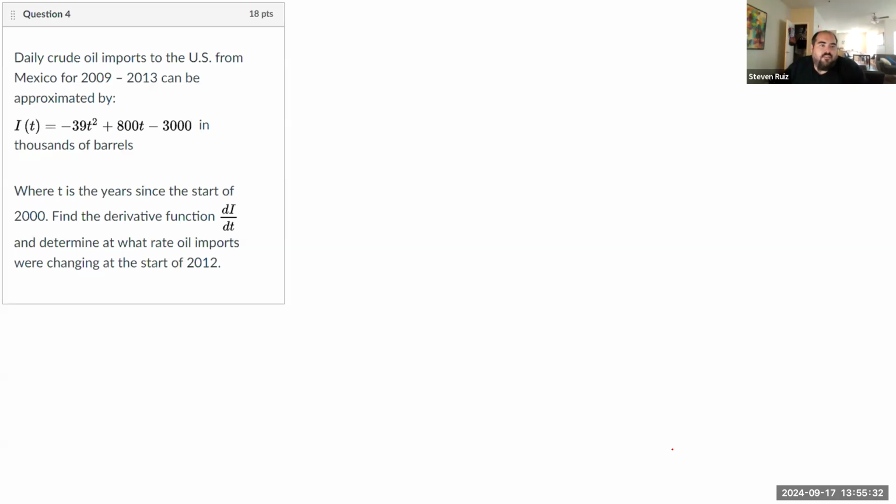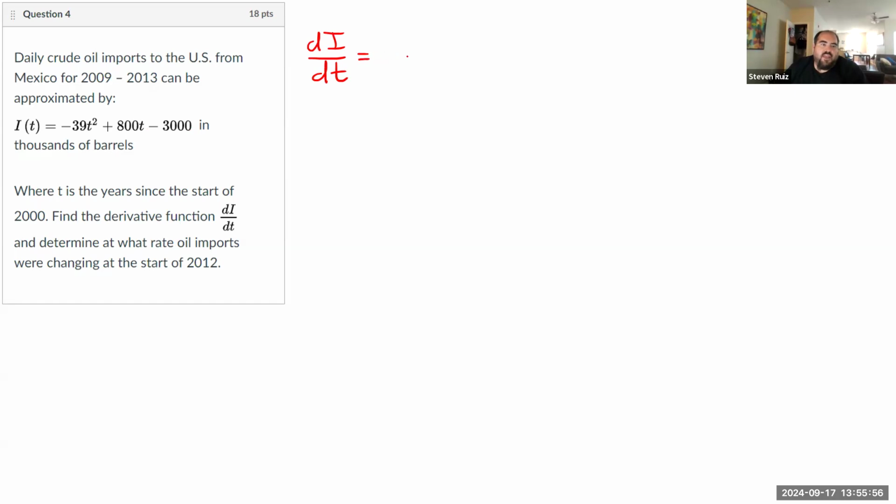All right, so this function gives basically oil imports from the US to Mexico over this 4-year span. So first thing I want to do is this, find DIDT. So how do I find DIDT? I'm not told to use the limit definition. We have a polynomial, we can go straight to use the power rule.